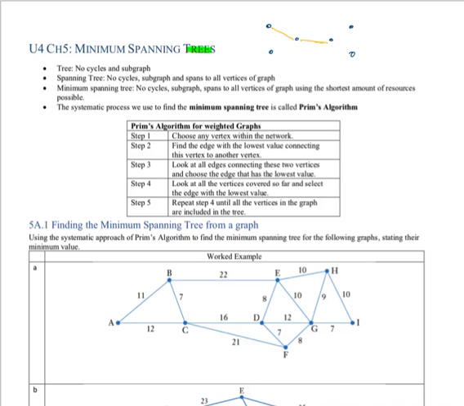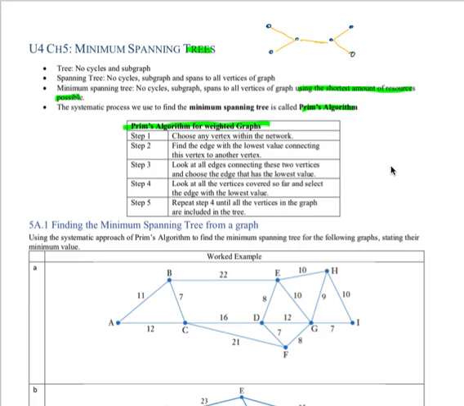Alright, now a spanning tree is where you cover all the nodes with edges like that, and there's no cycles. And a minimum spanning tree, and that's what we're focusing on today, is to make this spanning tree using the shortest amount of resources possible. The process we use for this is called Prim's algorithm, and the steps are shown just here. Now we're going to follow those steps to help us find the minimum spanning tree for the graphs below. And we're going to have a crack at that now.